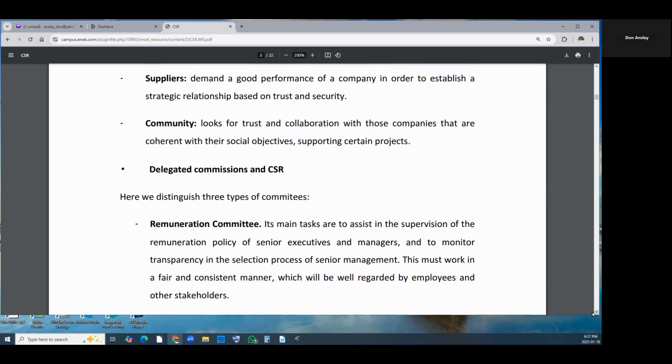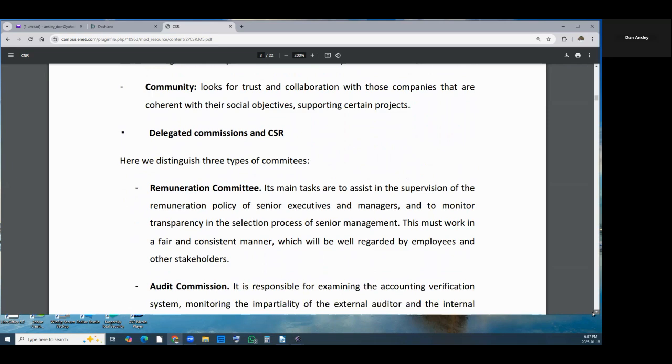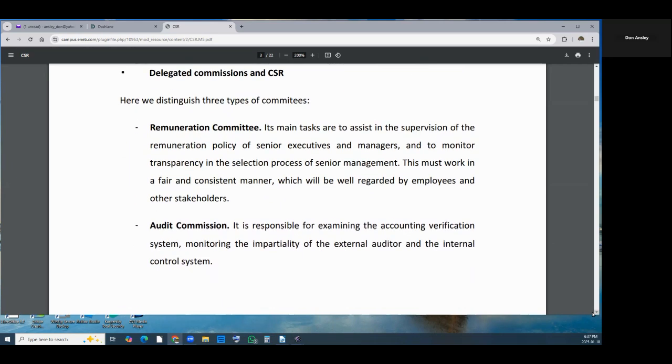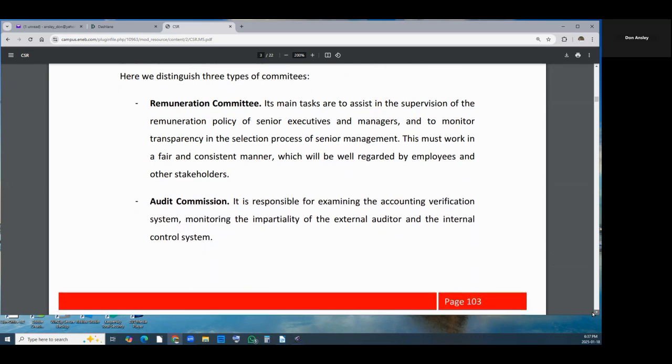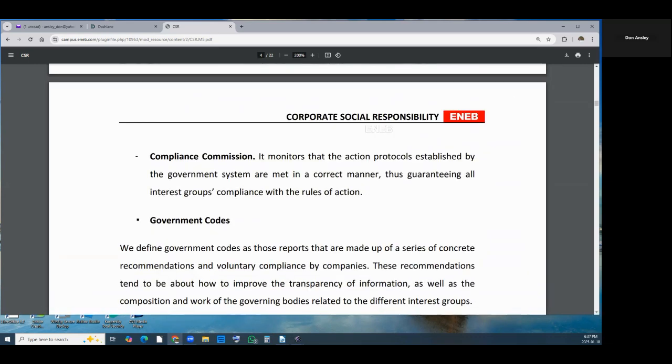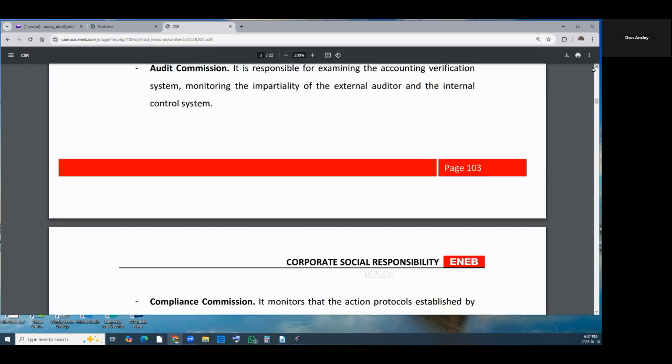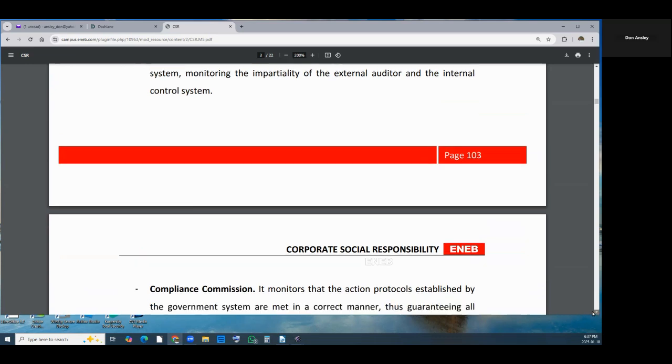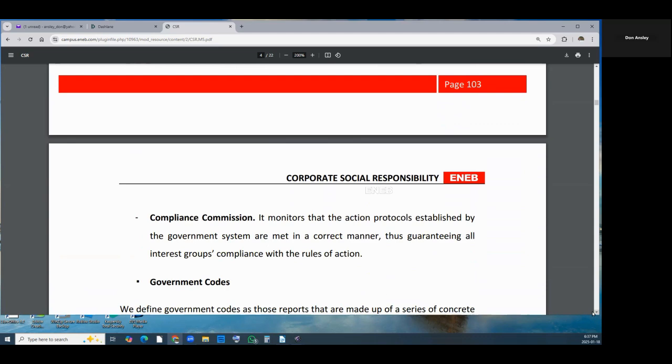The delegated commissions and CSR. Here we distinguish three types of committees. The Remuneration Committee's main tasks are to assist in the supervision of the remuneration policies of the senior executives and managers and to monitor transparency in the selection process of senior management. This must work in a fair and consistent manner, which will be well regarded by employees and other stakeholders. The Audit Commission is responsible for examining the accounting verification system, monitoring the impartiality of the external auditor, and the interests and the internal control system. The Compliance Commission monitors that the action protocols established by the government system are met in a correct manner, thus guaranteeing all interested parties compliance with the rules of action.